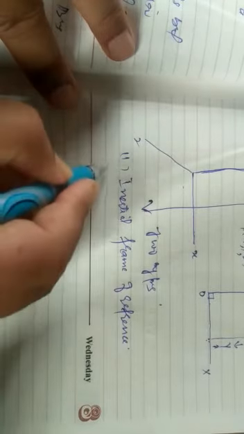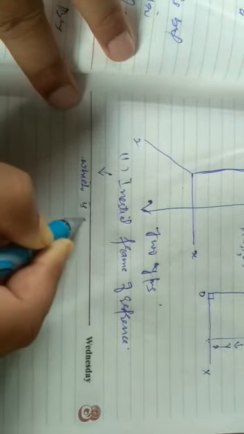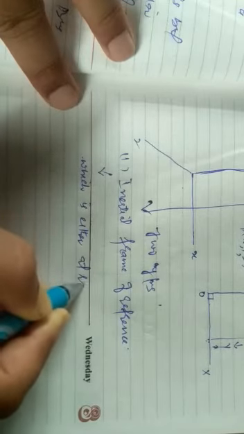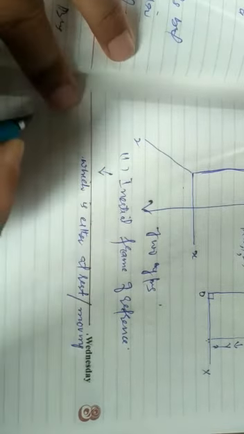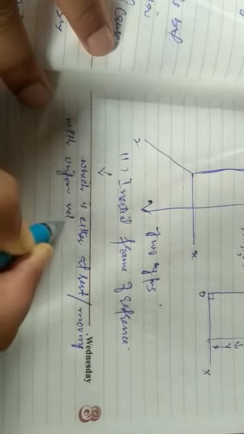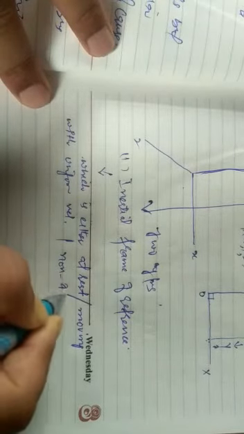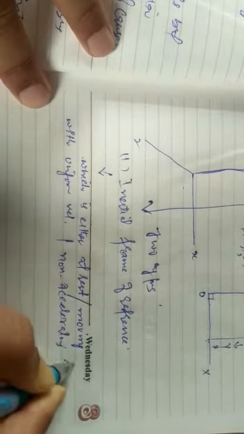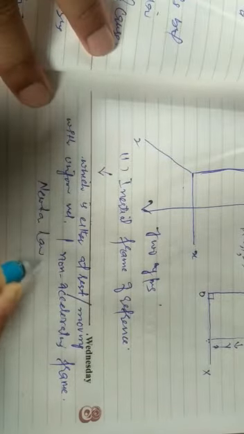What is inertial? Inertial is that frame of reference which is either at rest or moving with uniform velocity. That is the frame which is a non-accelerating frame. And in this frame, Newton's laws of motion are valid.